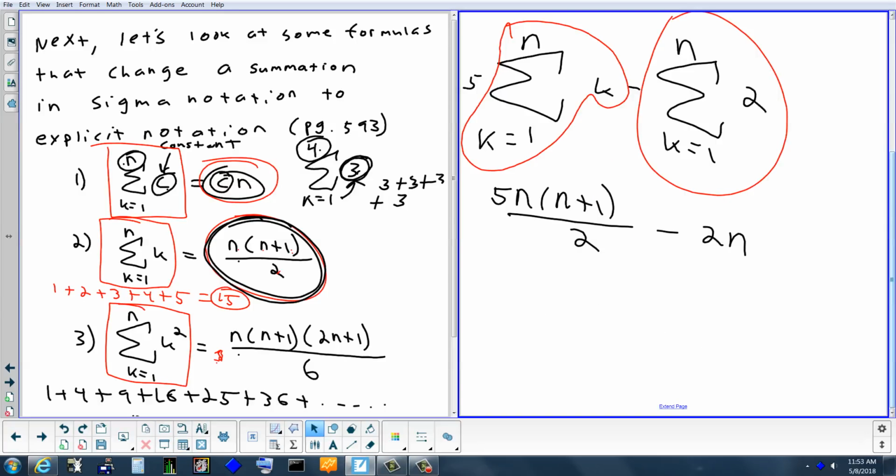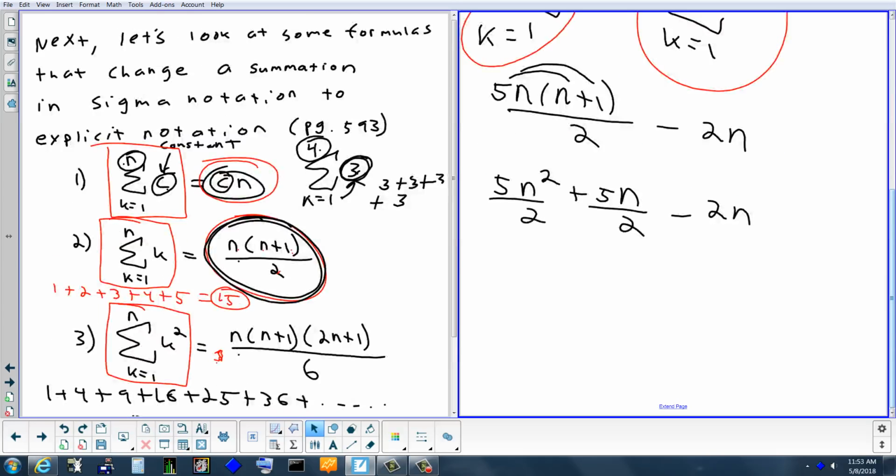And now from here, we just have to kind of clean it up a little bit. Distribute that out just like we did before. 5n squared plus 5n. And now that's all divided by 2. So I can write it two different ways. I can put it all divided by 2, or I can do it like this. Put each one separate divided by 2.